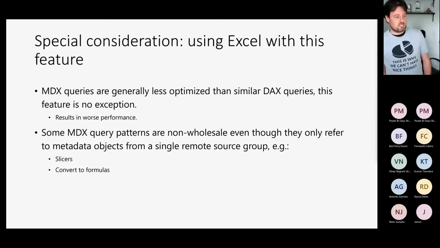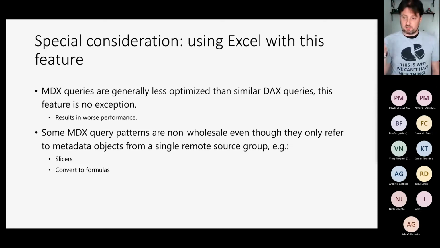But basically, the way to remember this is, if a measure or a query that is sent to generate a visual only relies on information in one source group, it is considered wholesale. If it's not, it's non-wholesale. So a measure that only refers to a remote model, even if it's locally defined, is a wholesale measure. A measure that's remote and only refers to a remote model is also wholesale. But a measure that's locally defined, that uses data from your query source group and data from the import, is non-wholesaleable because it relies on two source groups.